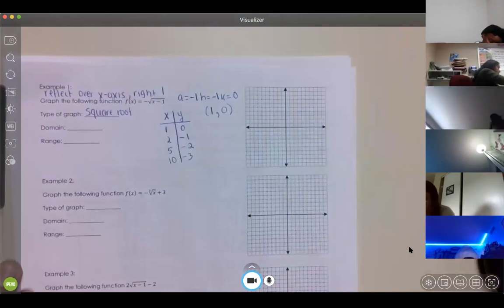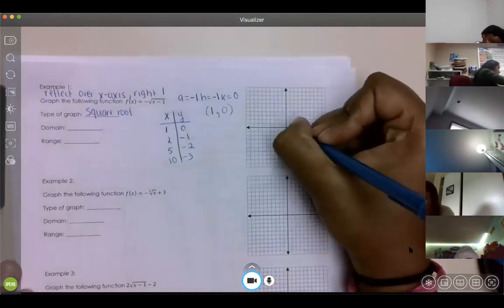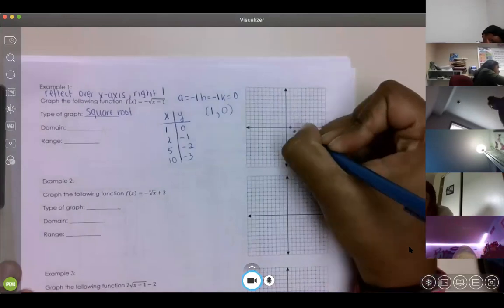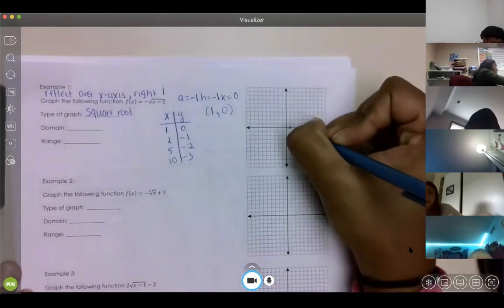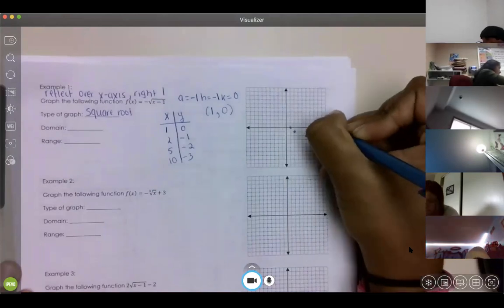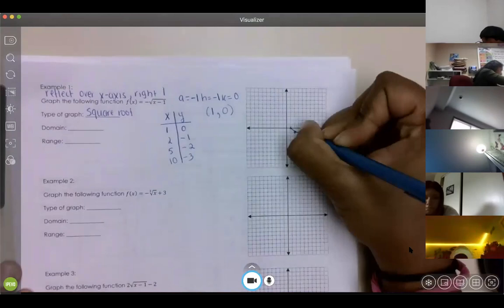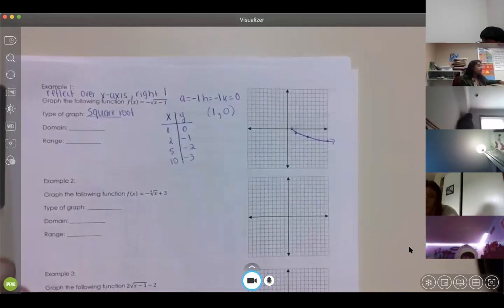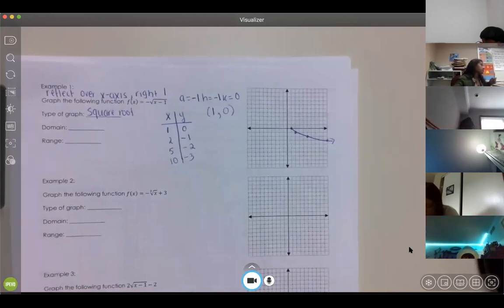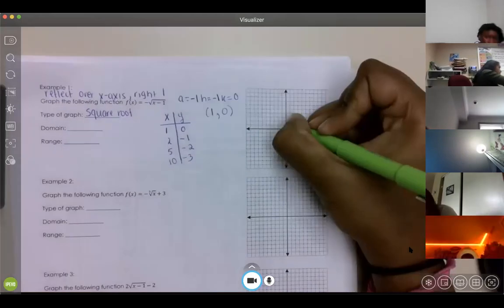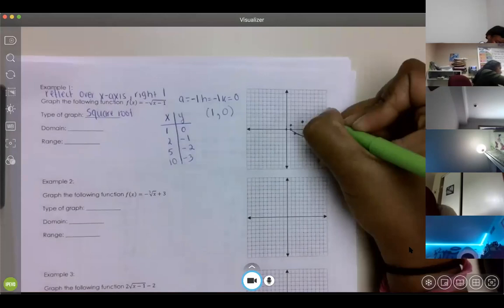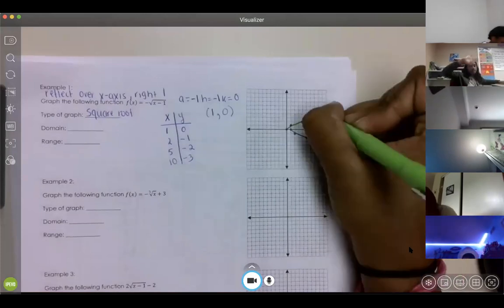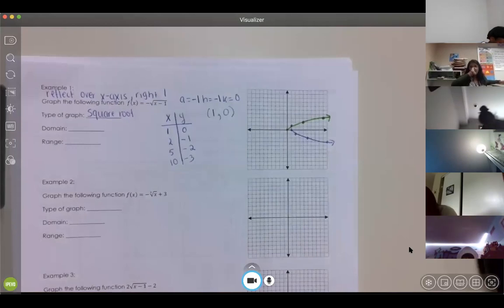All right, let's go ahead and graph this. So we've got 1, 0, 2, -1, 5, -2, and 10, -3. You'll notice compared to my parent function, which I'm going to do in green, you don't have to do this on your paper, but just to show you, if I plot my original parent function point, you'll notice that I flipped it over and then I moved it to the right one. So that's how I got the new graph.